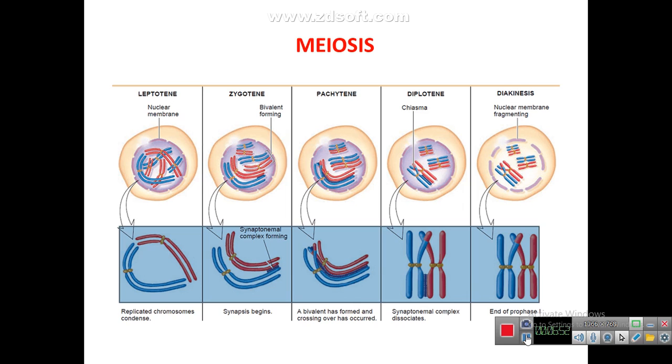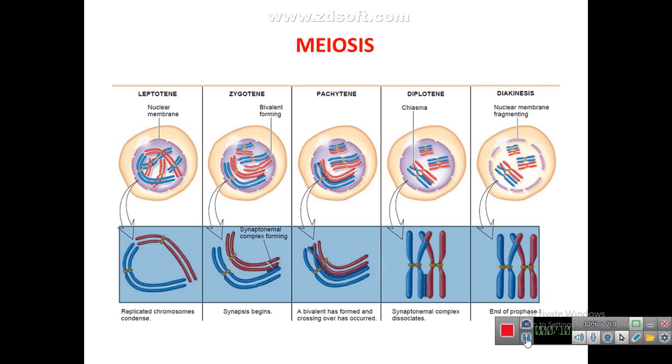Then the diplotene stage. The chromosomes which were so close to each other start to become separated. They only remain attached at a single point, the chiasmata, where crossing over occurred. That is, the separation of the chromosomes that came close starts to begin.